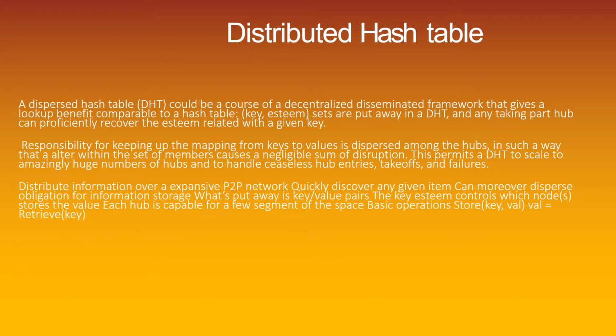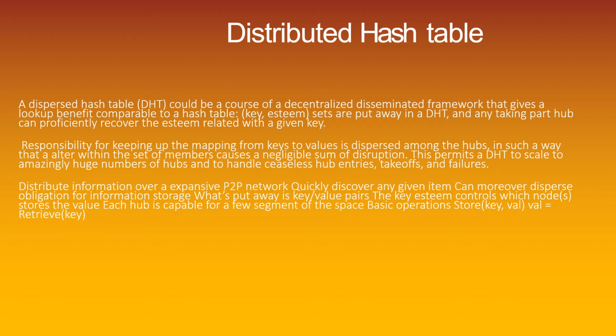In this slide, let us know about the distributed hash table. A distributed hash table is a class of decentralized, distributed system that provides a lookup service similar to a hash table. Pairs are stored in a DHT. A distributed hash table in short form can be called a DHT, and any participating node can efficiently retrieve the value associated with a given key.